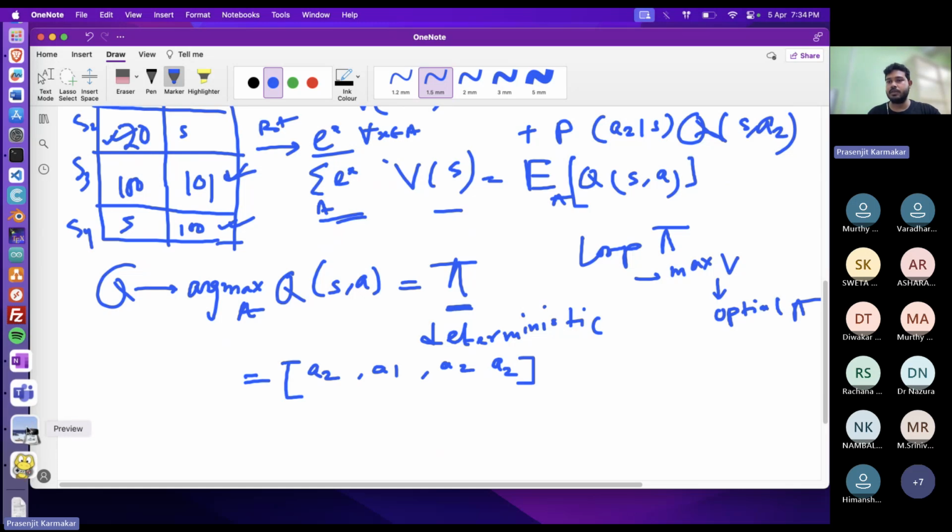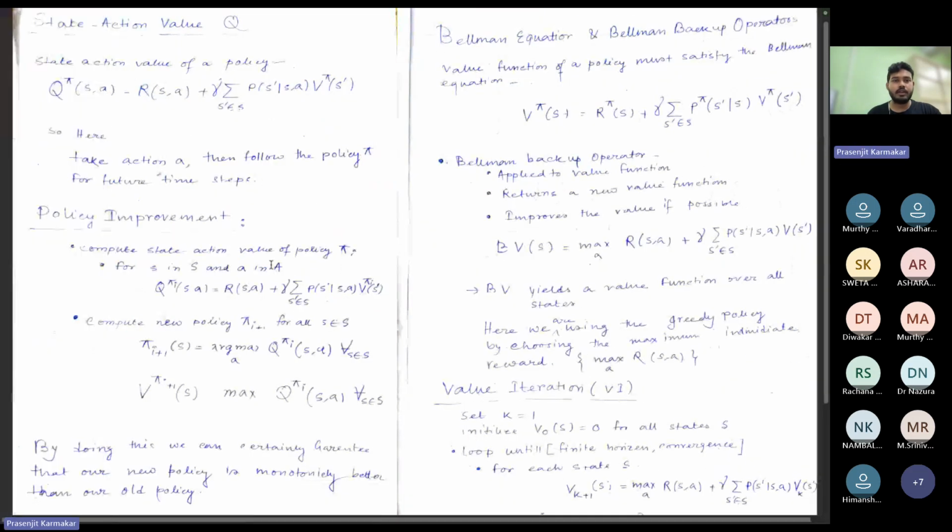You now know what the Q function is, right? The state action value function is something like this, like Q pi of S,A. So what is this equation? See how we can write this, right? How we can write this equation.